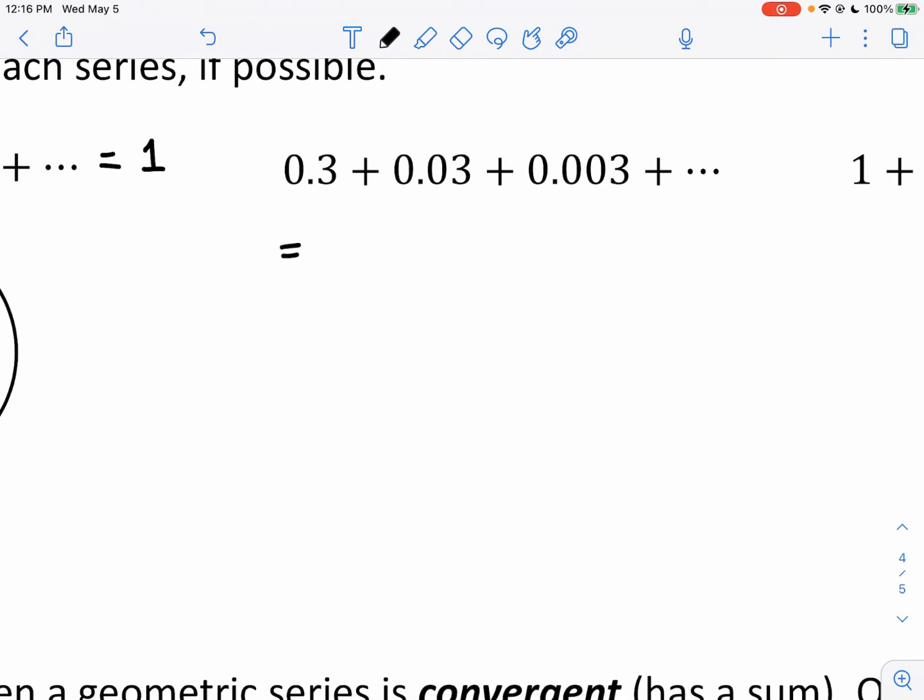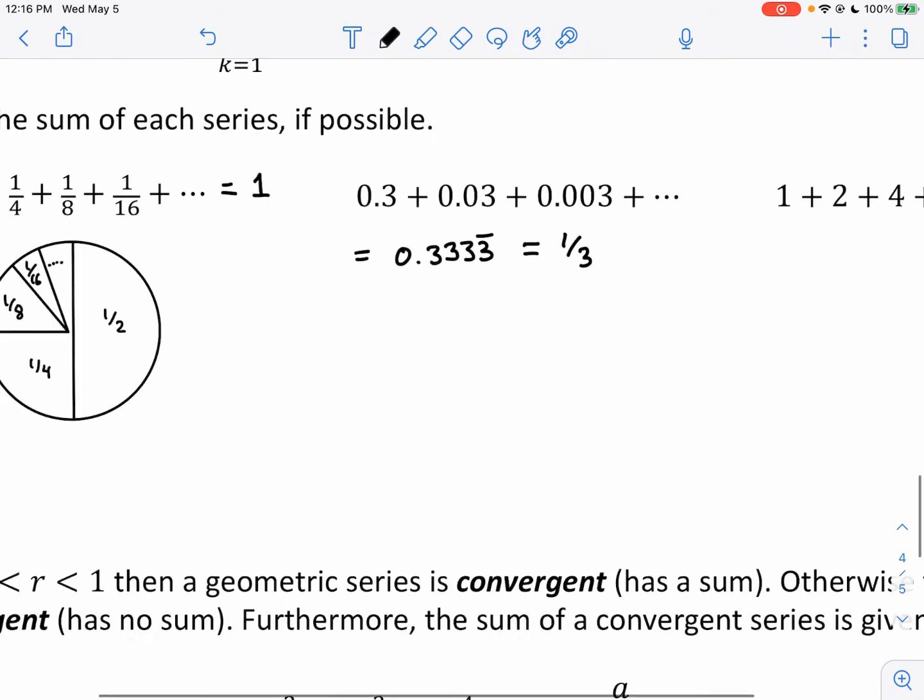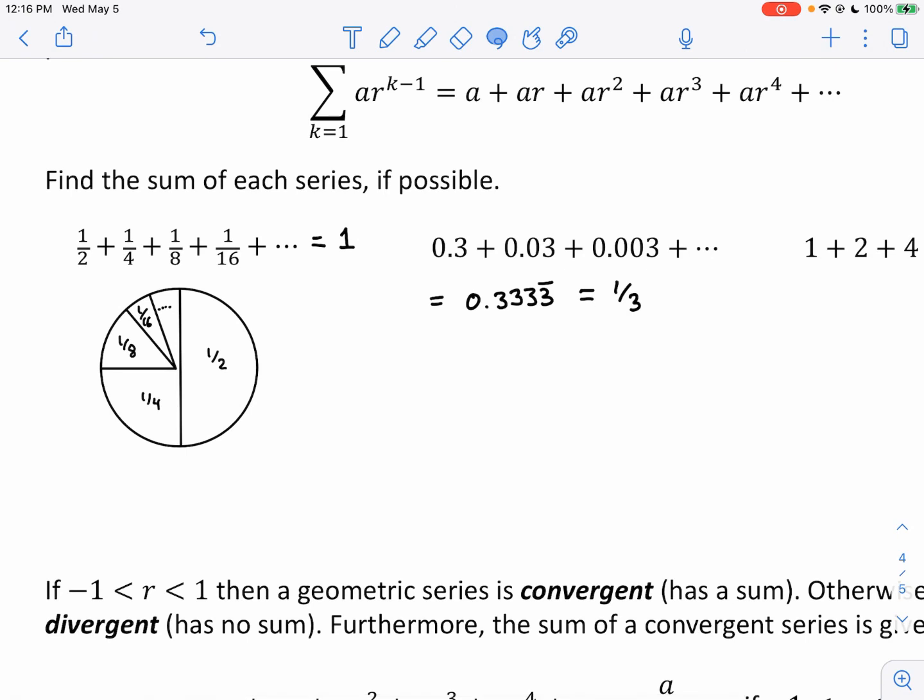Forever. Well, this is just going to be 0.3 plus 0.03 puts a 3 there, plus 0.003 puts a 3 there. These 3's are just going to repeat forever. And we already know that this sum is equal to 1/3. 0.3 repeating is 1/3. So we've seen 2 cases now where it is possible to add infinitely many things together and get a finite sum back. We've done it twice. Infinitely many things added together get a finite number back.